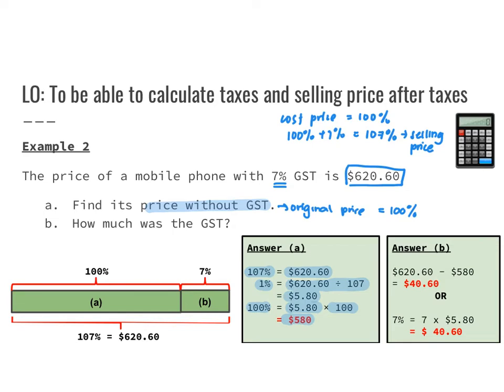Now the next question is, how much was the GST? We know that the GST is 7%. We know how much 1% is. So 7% is 7 times $5.80, and that would give us $40.60. Alternatively, you can also find how much the tax or the GST was by taking our selling price minus our original price, and that would give us a tax which is $40.60.